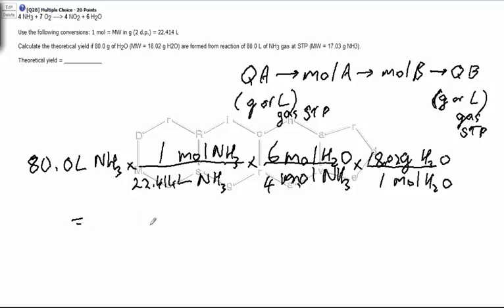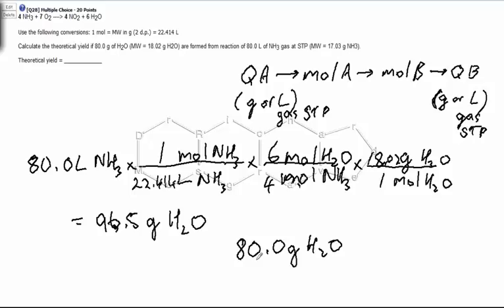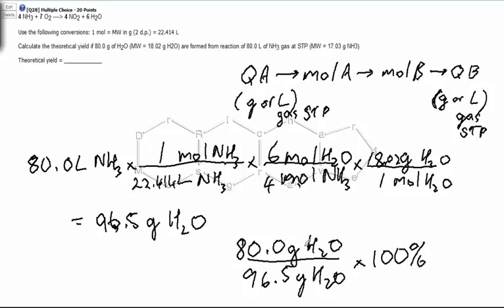Now this comes up and gives us a figure of 96.5 grams of H2O. And the reason that it's important that we got grams here is because now we can take that 80.0 grams in the problem and we can divide it by 96.5 grams of H2O, multiply by 100%, and that'll give us our percent yield. So you see the grams will cancel and we'll be good.